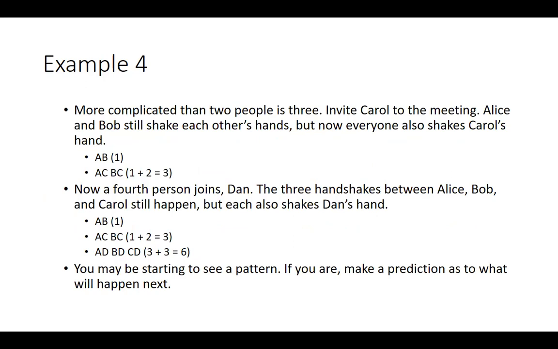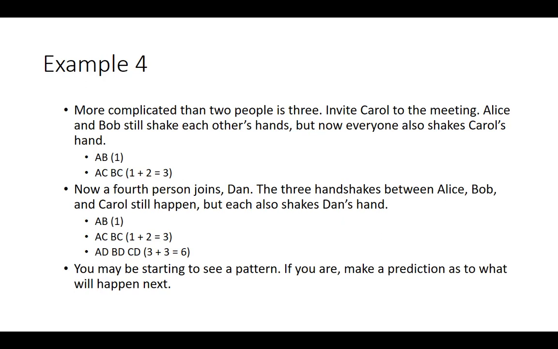More complicated than 2 people is 3. Let's invite Carol to the meeting. Alice and Bob still shake each other's hands, but now everyone also shakes Carol's hand. So there was that one handshake between Alice and Bob. And then Alice and Carol shake hands, and Bob and Carol shake hands. The one we had plus the two more gives us 3 handshakes now.